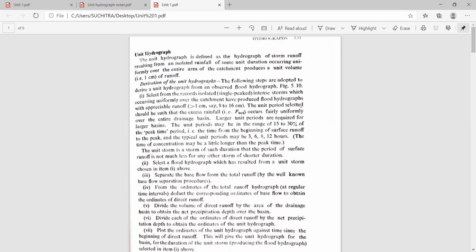Now, the unit period selected should be such that the excess rainfall, or the P net, occurs uniformly over the entire catchment area. So whatever the excess rainfall, that is the P net, after deducting the losses, it should occur uniformly over the entire catchment area. Large unit periods are required for large basins, and the unit period may be in the range of 15 to 30% of the peak time period, that is, from the time of the beginning of the surface runoff to the peak.